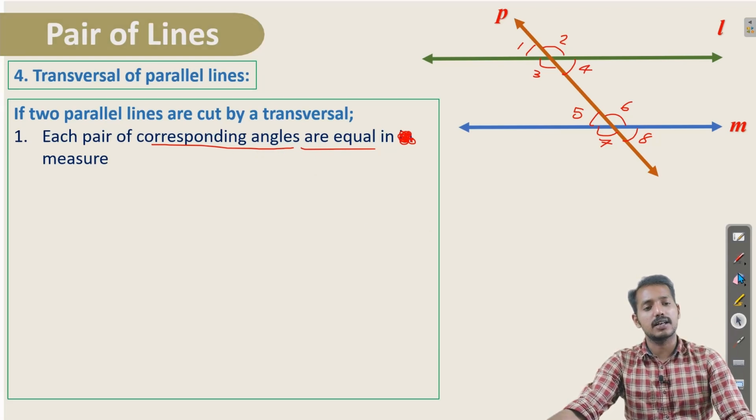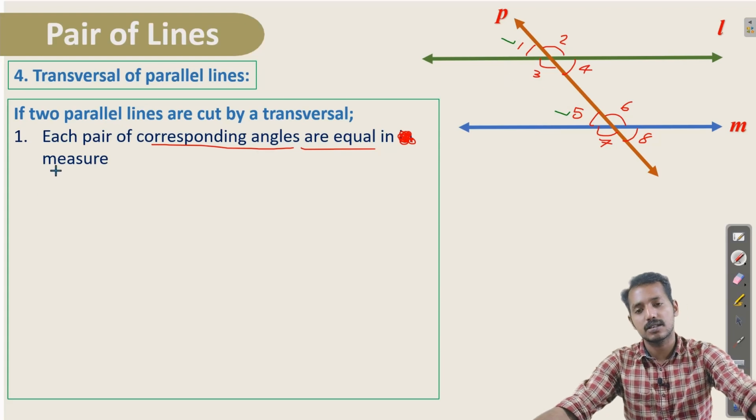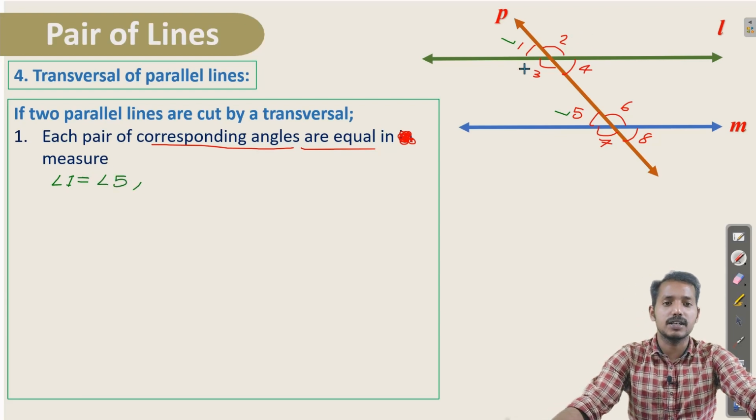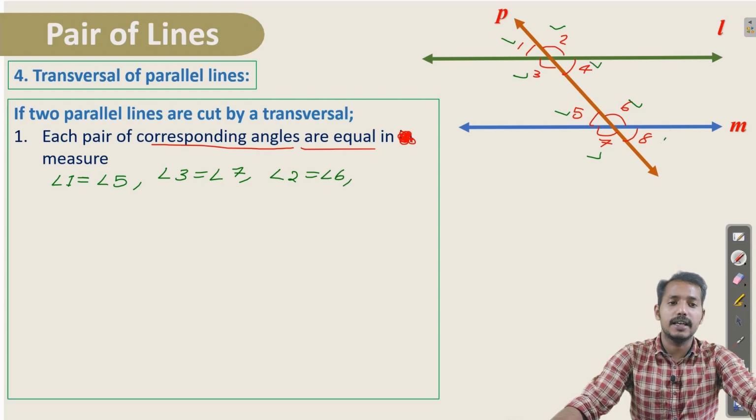So what are the corresponding angles we have here? Angle 1 and angle 5 are the first pair of corresponding angles, so they are equal. Angle 1 is equal to angle 5. Similarly, the second pair is angle 3 and 7: angle 3 is equal to angle 7. The third pair is angle 2 and 6, so angle 2 is equal to angle 6. Also angle 4 and 8, that is the fourth pair, so they are equal. Angle 4 is equal to angle 8.